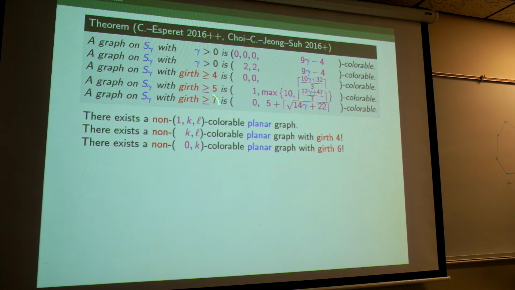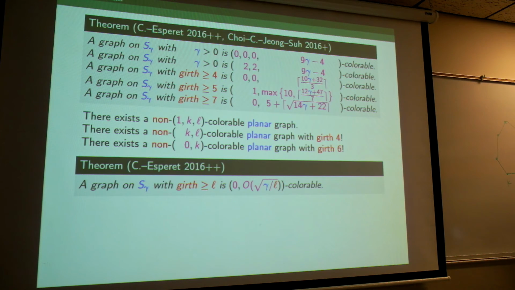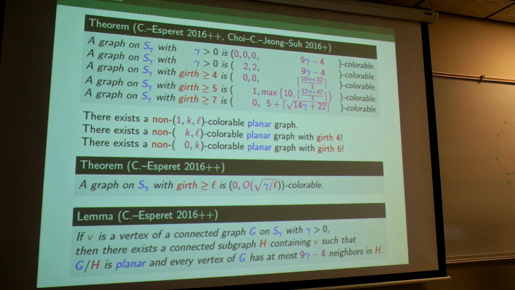But if you actually look at this proof, what we actually proved is if you give me some graph on some surface with Euler genus gamma, and if the girth is at least L, then we can do (0, something big O of square root of gamma over L). So this is natural, right? If your Euler genus gets bigger and bigger, of course the second part will need bigger and bigger maximum degree. And if you have bigger and bigger girth, that means your graph is sparser and sparser, so it should be easier to color it. So this over L is somewhat natural, and we were able to prove that this square root. This is for L at least 7.